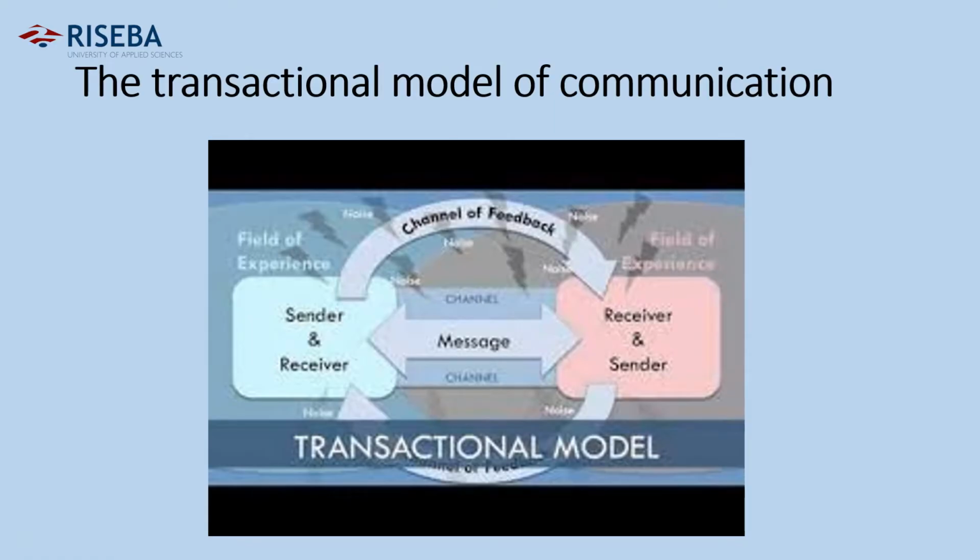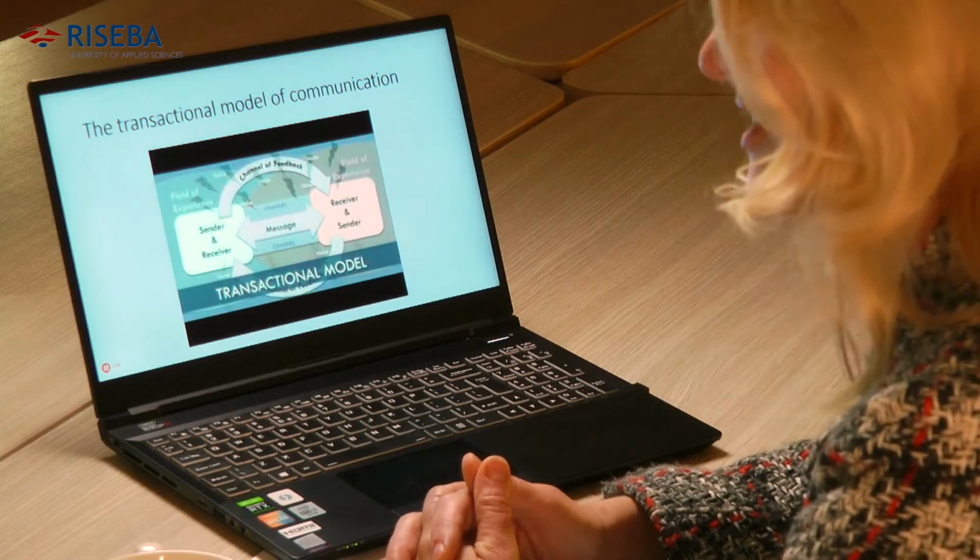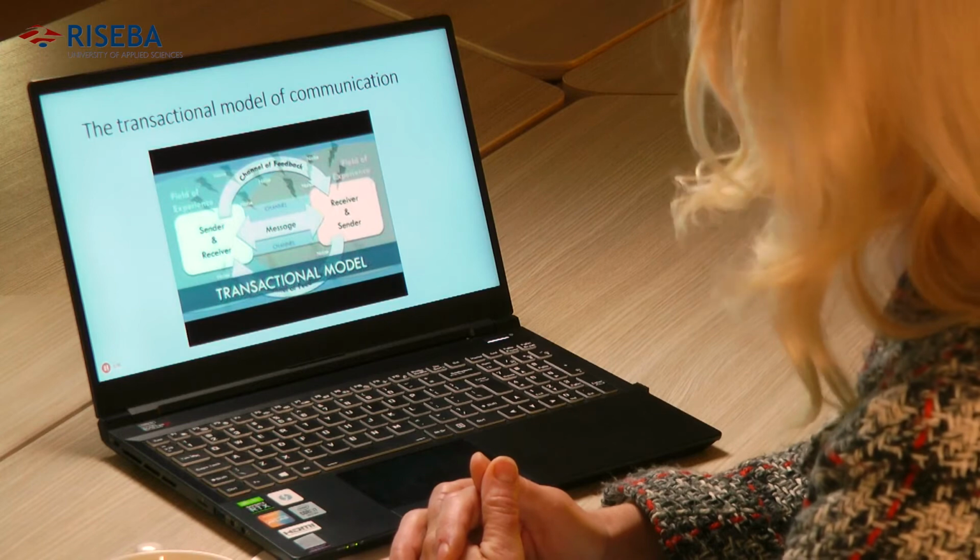This basically is the transactional model of communication, a very popular one, and it explains the whole process very clearly. So we have on the left a sender, you see on the slide, who chooses a channel and chooses the message. On the other side, in pink, you see the receiver, who at the same time becomes a sender. Why does he or she become a sender? Because there is always a process of feedback involved. Without feedback, there is no communication. That would be just a one-way process.